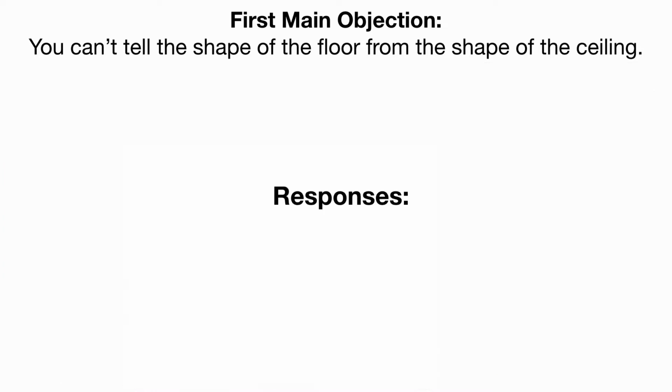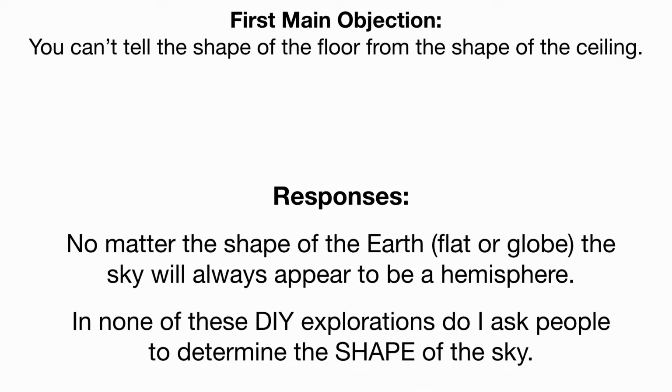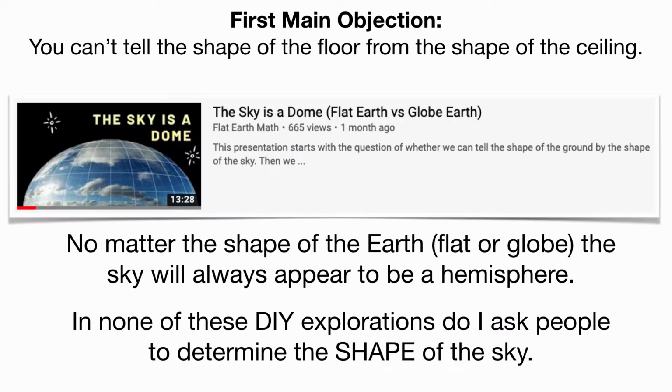That is true. But my response is that no matter the shape of the Earth, whether it's flat or a globe, the sky will always appear to be a hemisphere. In other words, the shape of the sky always appears to be a dome, regardless of the shape of the Earth. And in none of my do-it-yourself explorations do I ask people to determine the shape of the sky. I ask you to examine other elements of the sky, but not its shape. The shape is always going to appear to be a hemisphere. And I recorded a whole video on this about a month ago: The Sky Is a Dome.